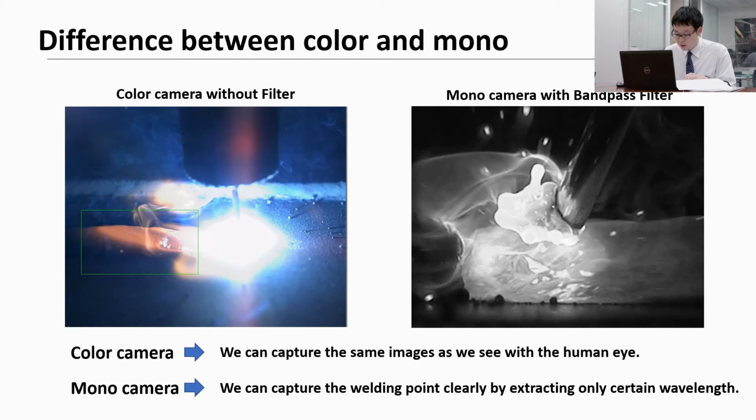We will share with you the difference between the color and the monochrome camera for shooting welding. With a color camera, we can capture the same image as we see with human eyes. With a mono camera, we can capture the welding pool clearly by extracting only certain wavelengths.